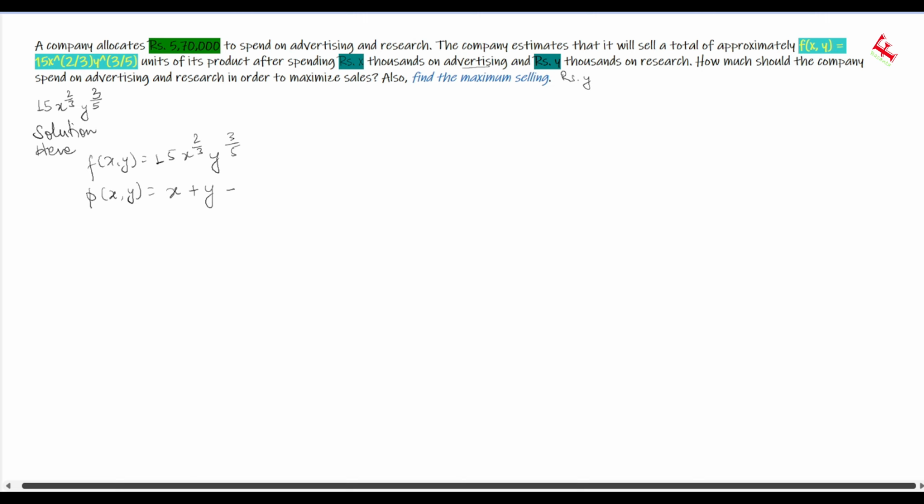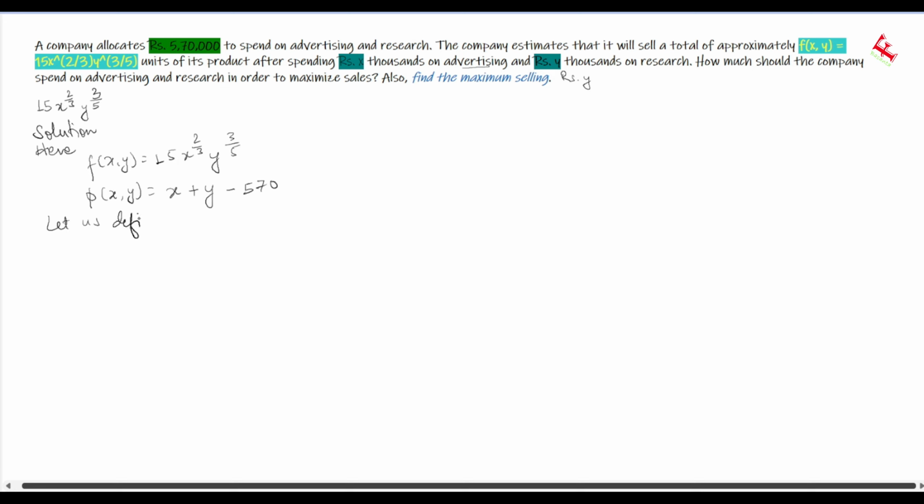minus 570. It's clear why I'm subtracting 570, means 570 in terms of thousand. Then x on advertising, y on research. If you add that, there might be the remaining amount that needs to be subtracted from the allocated amount, that is 570,000.